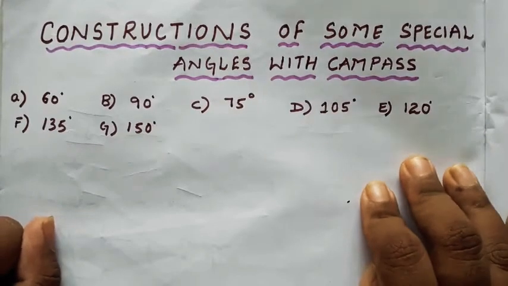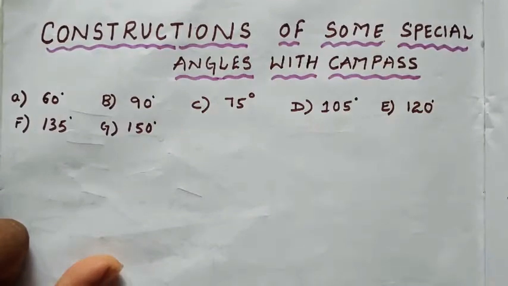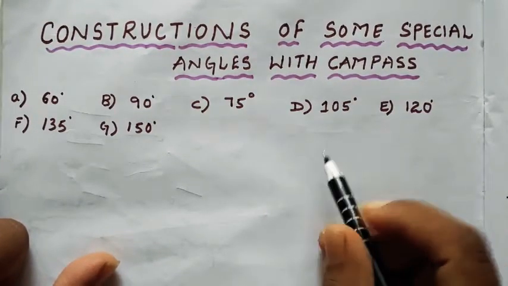So before discussing the third condition, let's learn how to construct some special angles with the help of a compass. Okay, so here we go, the construction of some special angles with the help of a compass.